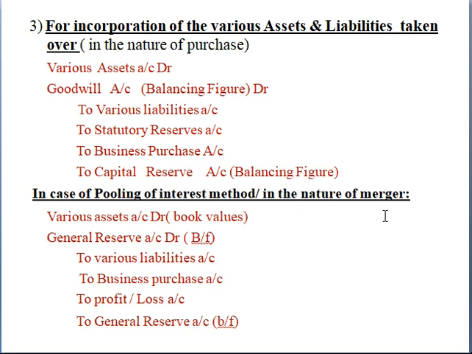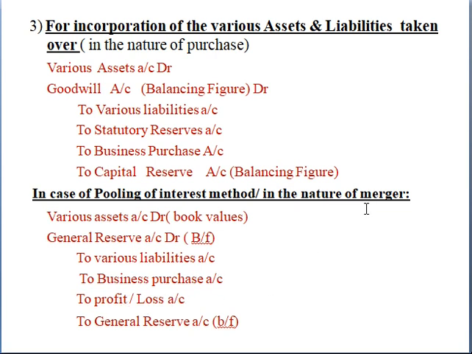If it is in the nature of merger, all the assets and liabilities will be taken over by the purchasing company, even the reserves and surplus also, right? In such a case, your entry is various assets account debit, to be entered at the book value. But in case of purchase method, various assets are to be entered only at the agreed value. So here the entry is various assets account debit to various liabilities account. You can make the comparison: to various liabilities account, to business purchase account, to profit and loss account.